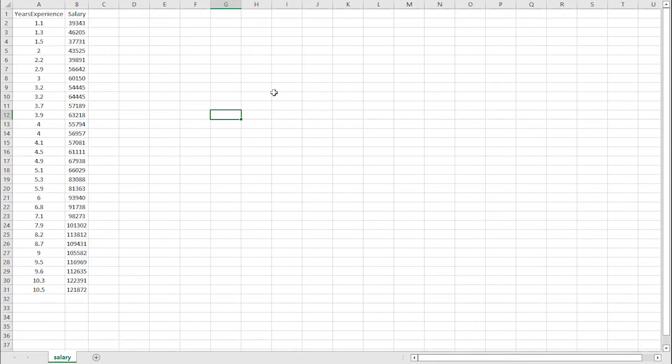For the purpose of demonstration in R, I will take a very simple dataset. This dataset is downloaded from Kaggle and has only 2 columns. In column A we have years of experience, and in column B we have salary. We'll try to fit this data in R, see how the linear regression output works, and explain all those parameters one by one in detail.